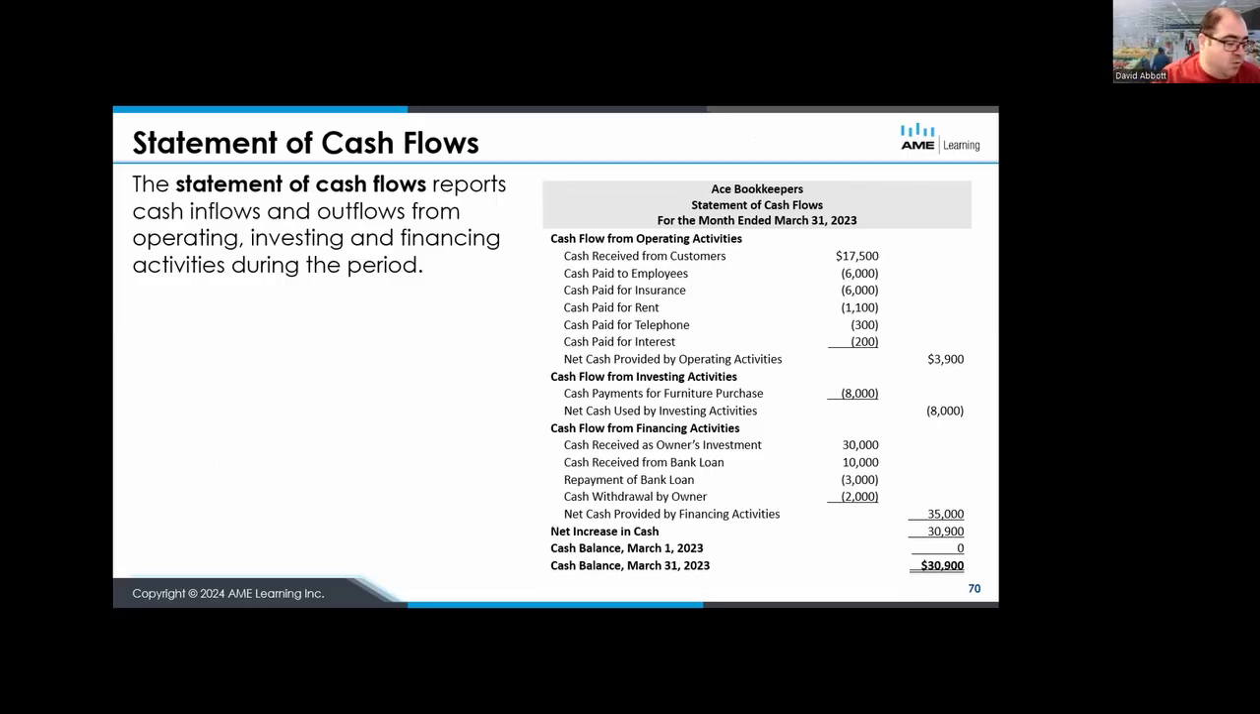And then from that, we're able to go ahead and create our statement of cash flows, which shows the cash inflows and outflows from operating, investing, and financing activities. And we see it broken down. Again, we have the same type of heading, and then we have a section for operating activities, a section for investing activities, and then financing activities listed there. Then we have the beginning cash balance, and then we have our ending cash balance.